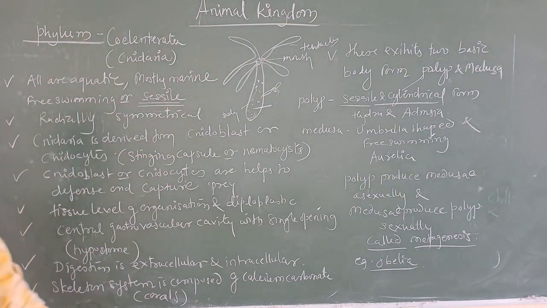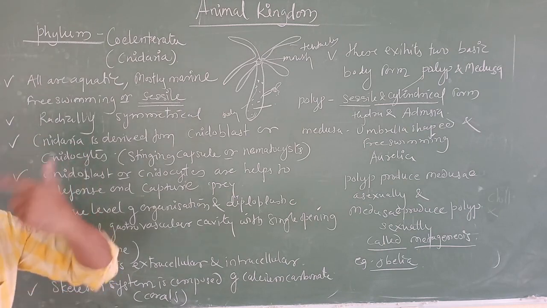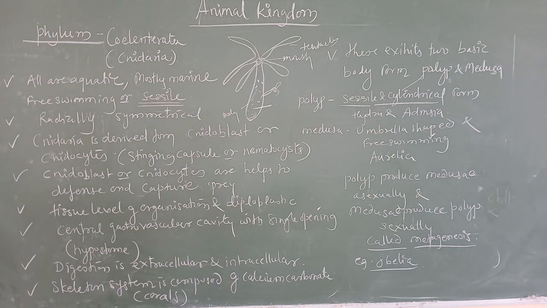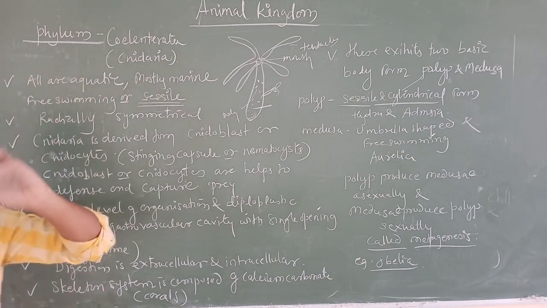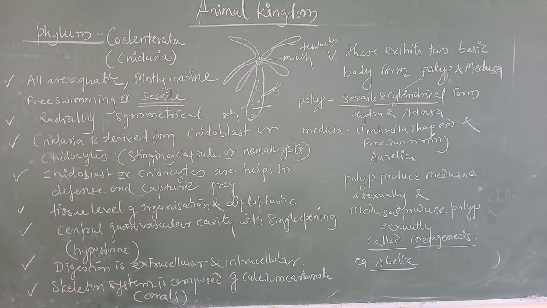Example, Hydra. Next, radial symmetry. In the chart, after Coelenterata, you directly come to radial symmetry at the end. So these show radial symmetry. Now what is the definition of radial symmetry? You must remember the radial symmetry.